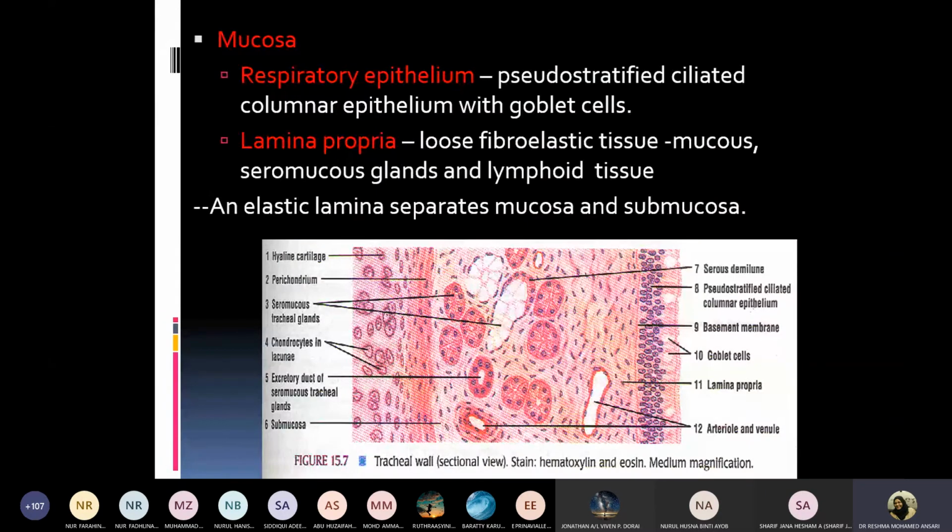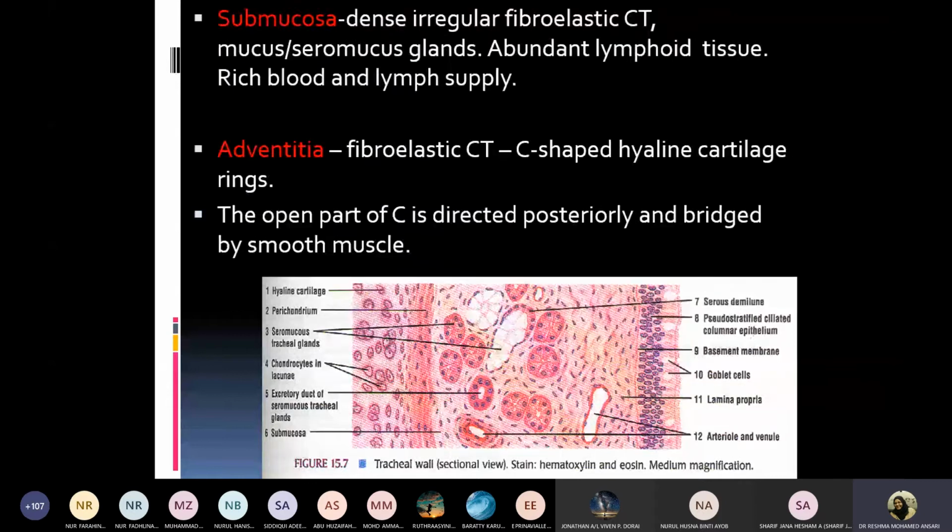So the mucosa is again lined by respiratory epithelium, the same thing: pseudostratified, ciliated, columnar epithelium with goblet cells. Lamina propria, same fibroelastic tissue with glands and lymphoid tissue. Here you will have an elastic lamina that separates mucosa and submucosa. We'll go down further. Submucosa, again, has connective tissue, mucous glands, serous glands, lymphoid tissue, and a very good blood and lymph supply.